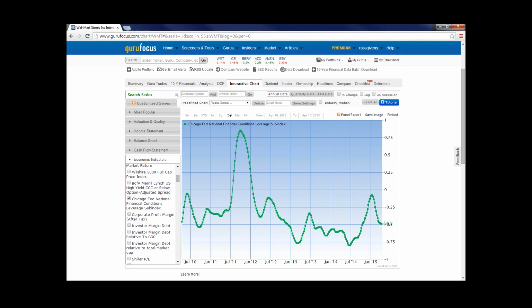Keep this, add this to your wheelhouse. Use this as a tool to look for times when the market may be getting overinflated. It's time to take some risk off, lighten up your equity positions, maybe hold a little bit higher cash.